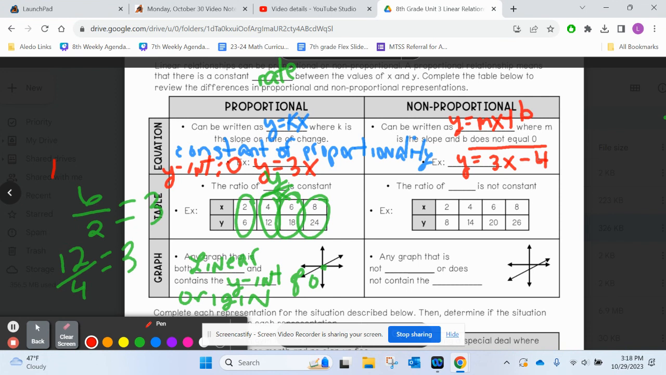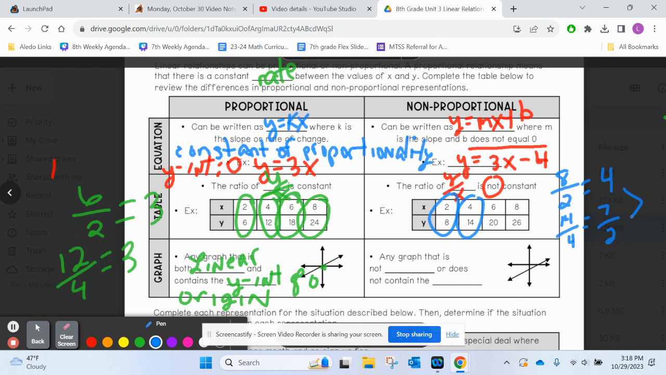When we're looking at a table, the key thing that you're going to notice is that the ratio of y over x is not constant. So for example, 8 over 2, y over x is equal to 4. But if we look at this example right here, 14 over 4 is 7 over 2. And that is not the same thing. That is not the same ratio. And so therefore it is not proportional.